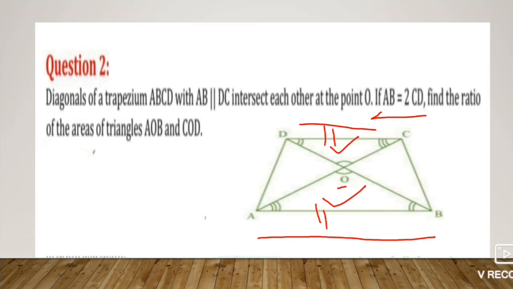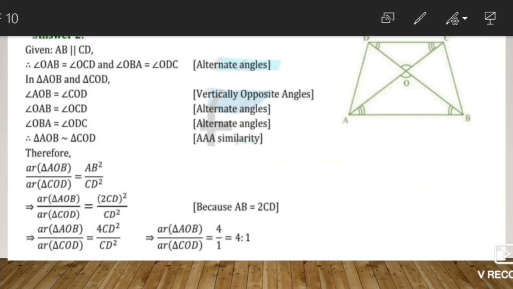Now let's check the solution. Here is the solution. Since AB is parallel to CD, you can say that this angle DCO is equal to OAB because they are alternate angles. Similarly, OBA is equal to ODC, because they are also alternate angles. So this angle is equal to this angle and this angle is equal to this angle because they are alternate angles.